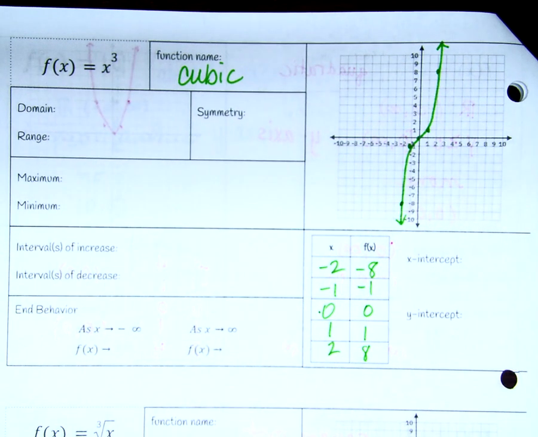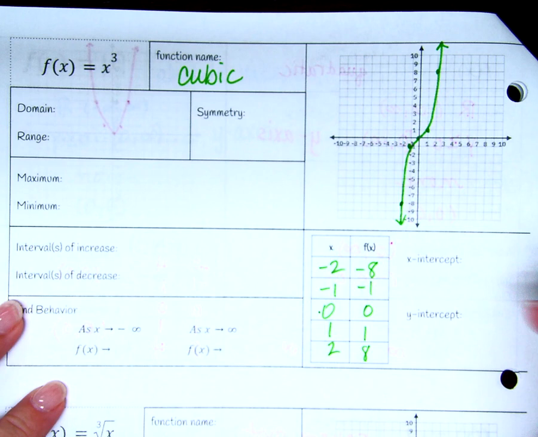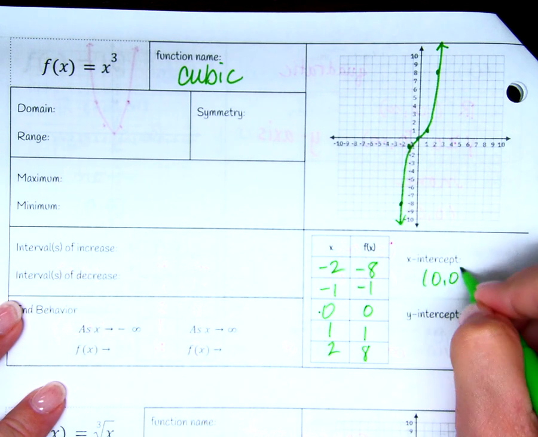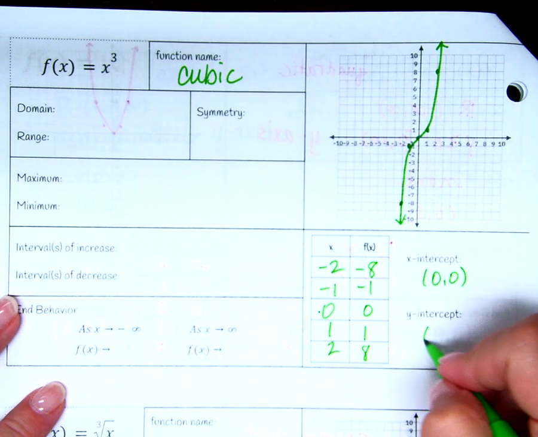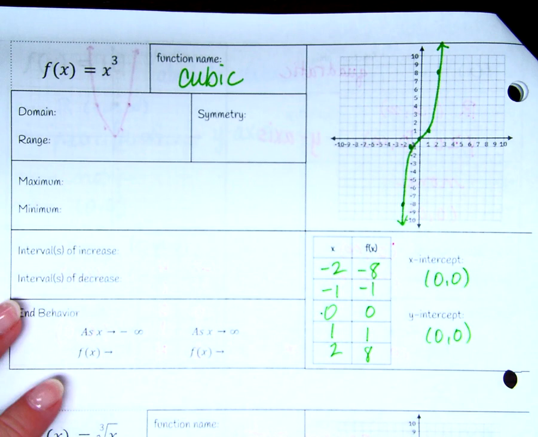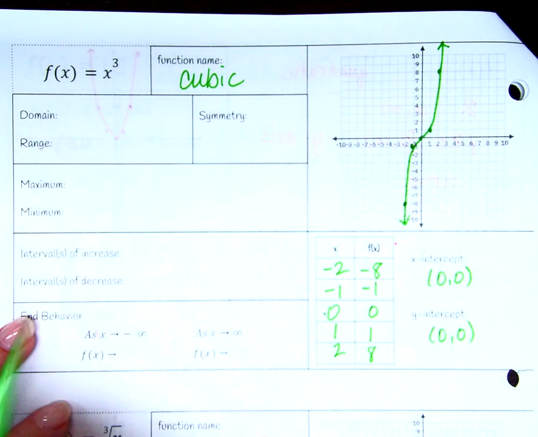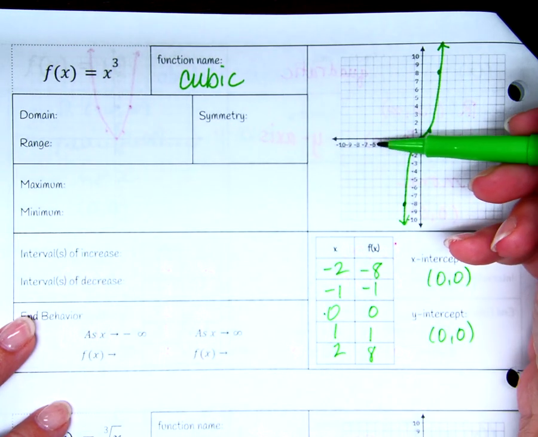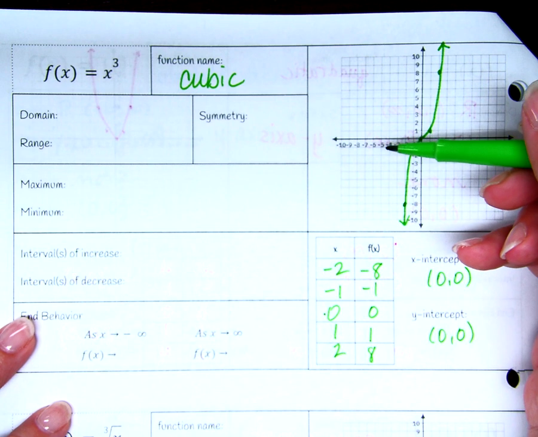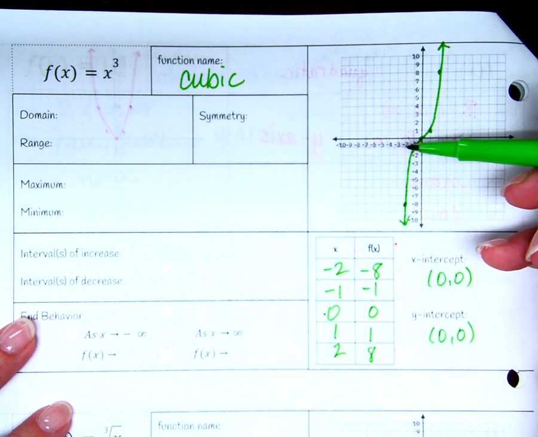What is the x-intercept of this graph? 0, 0. What's the y-intercept of this graph? 0, 0. Good. What about the domain? How far to the left is it going to go? Yes. So that people struggle with that. You know why? Because it's mostly going down.